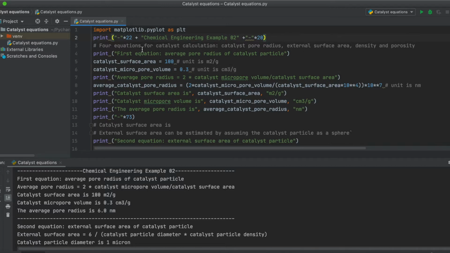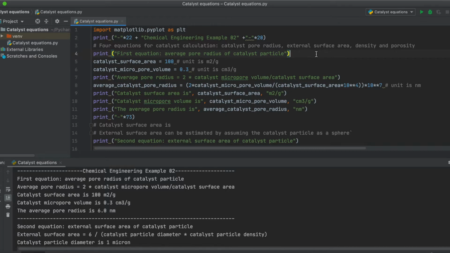Today I'm going to cover 4 equations for catalyst calculation. It will cover how to calculate the catalyst pore radius, the external surface area of a catalyst, the catalyst density, as well as the porosity. So let's jump to the first example, average pore radius of catalyst particle.